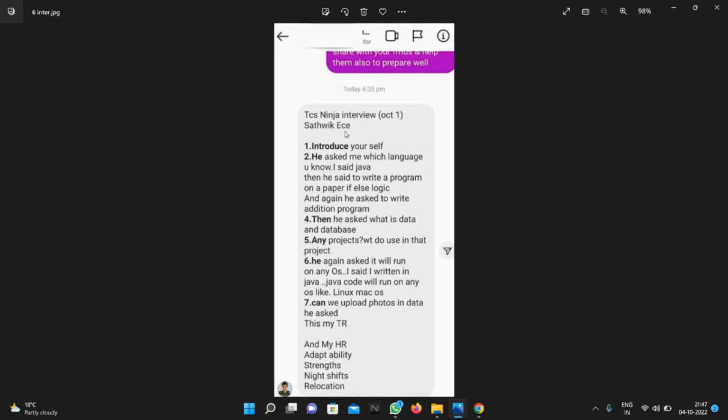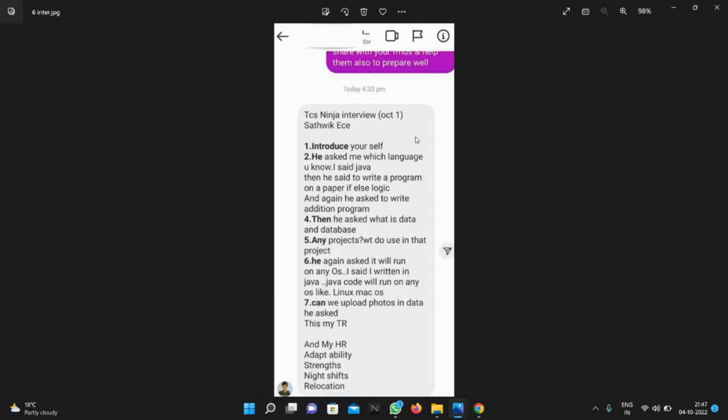First of all, the interviewer will ask you to introduce yourself, and then ask which language you know. If you know Java, then you can write a program on paper, if else logic, and again he asked to write an addition program. If you know C++ and C, then the interviewer will ask you to write a program on addition of two numbers, subtraction of two numbers, and the logic of if else conditions.